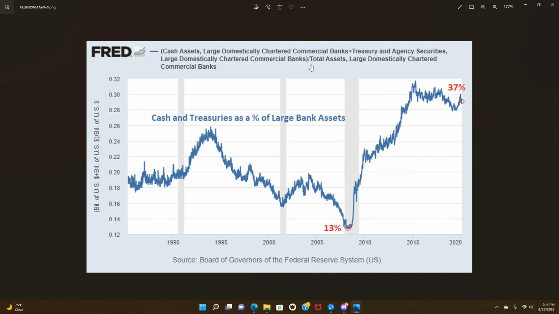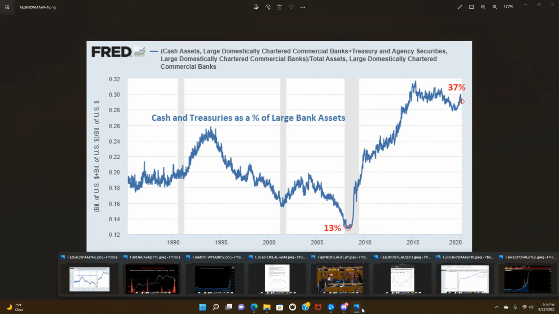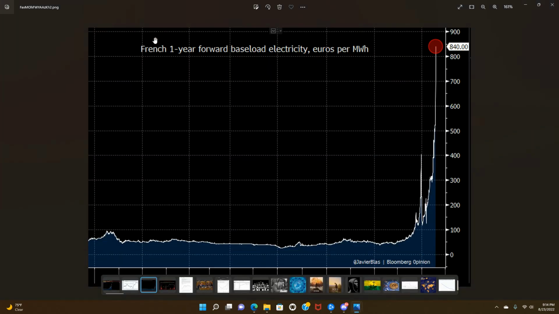It's just to demonstrate that maybe the existing narrative isn't accurate. You know, maybe just a little bit. Now, I think the big story is the electricity prices in Europe. This is your French 1 year forward baseload electricity, euros per megawatt hour. So you can see in France, the electricity is going parabolic. Pretty terrible situation in France right now.